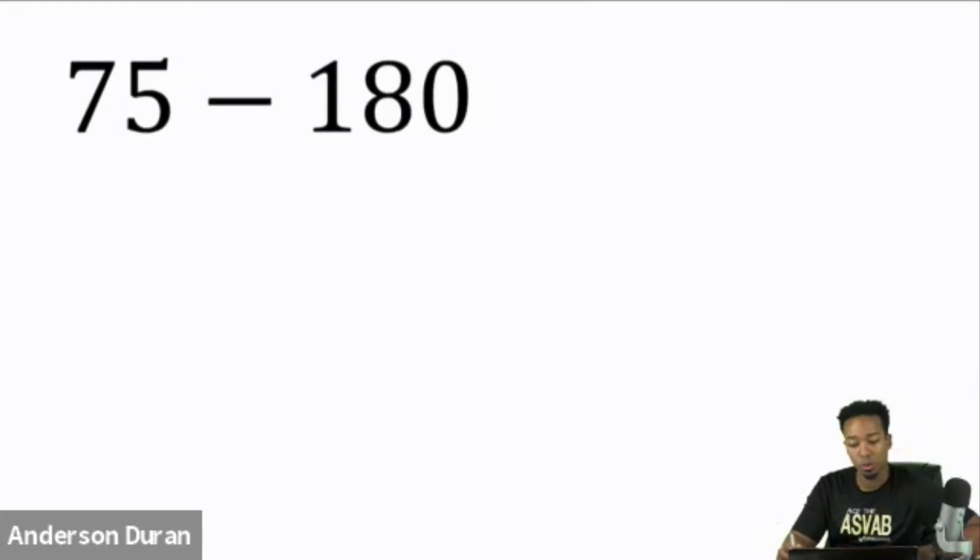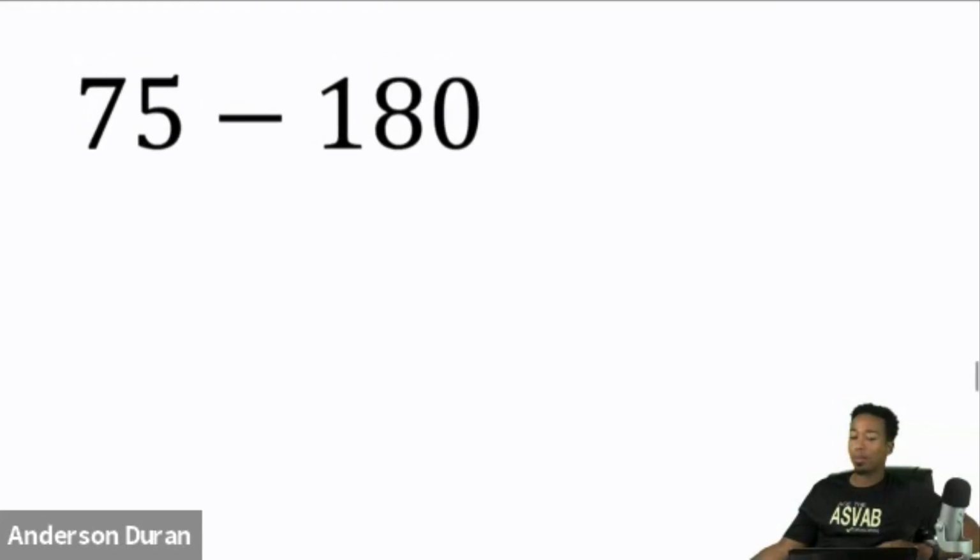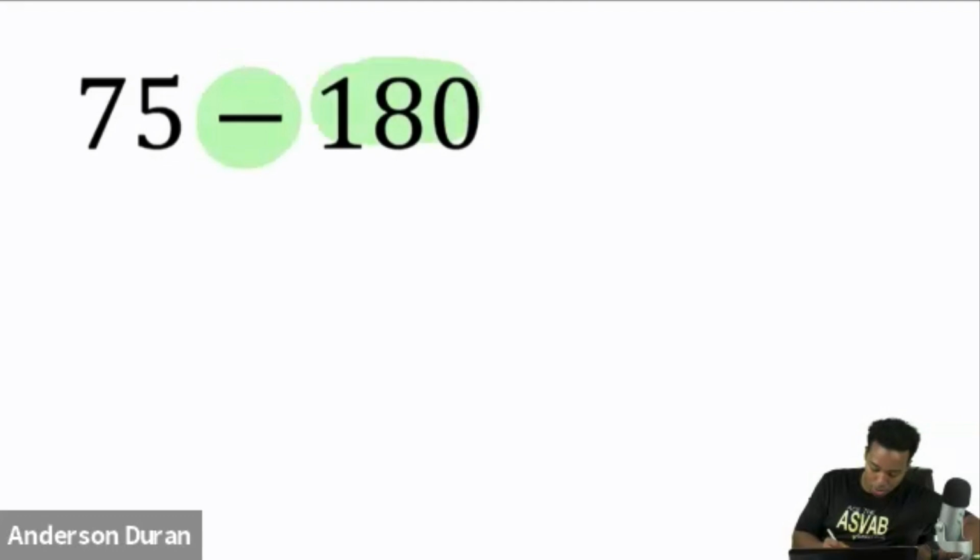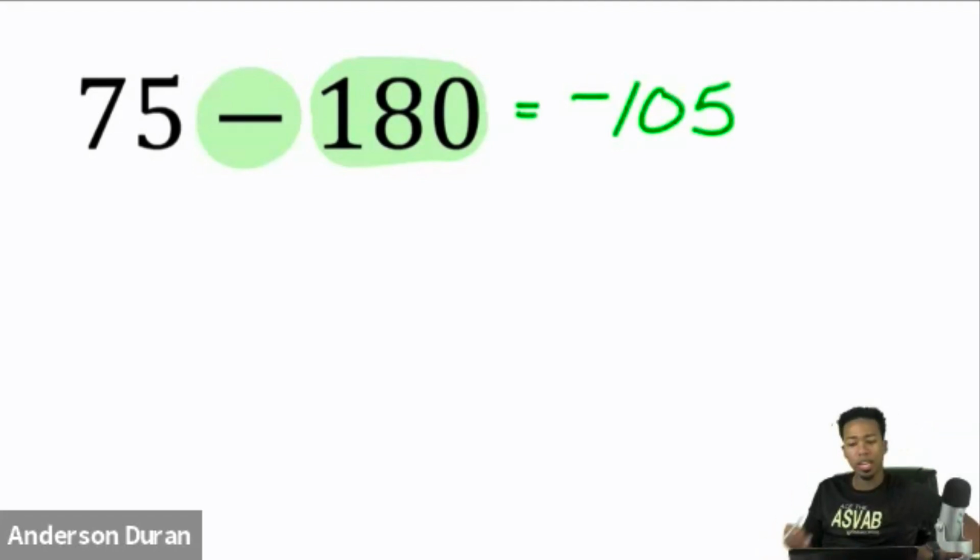75 minus 180. So is this the same strategy, everybody? Subtract and keep the sign of the bigger number? Yeah, same exact strategy, exactly. So you can think about this as what's 180 minus 75? You can do 180 minus 70, 110. Minus the 5, 105. But because we're subtracting a bigger number in 180, the answer will be negative 105. So again, take the difference, keep the sign of the bigger number.